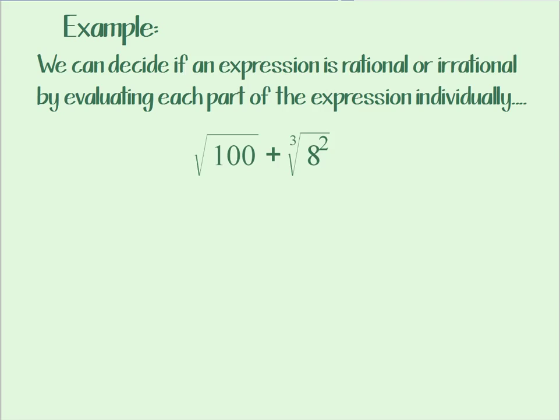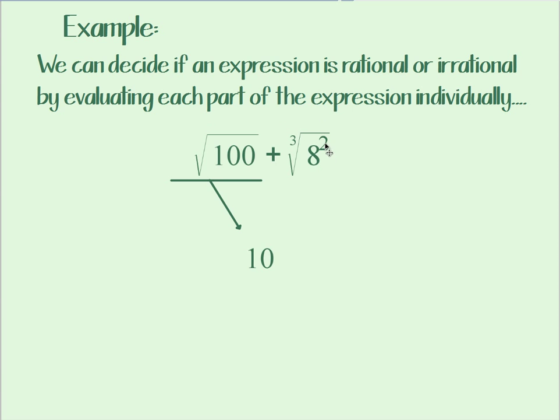Another thing you're going to be asked to do is to decide if an expression is rational or irrational. And you're going to do that by evaluating each part of the expression individually. So here I have an expression. I need to decide if it's rational or irrational. So I'm going to start with that square root of 100. That's what I mean by evaluating each part individually. I know that the square root of 100 is 10. Easy enough. We're already rational so far.